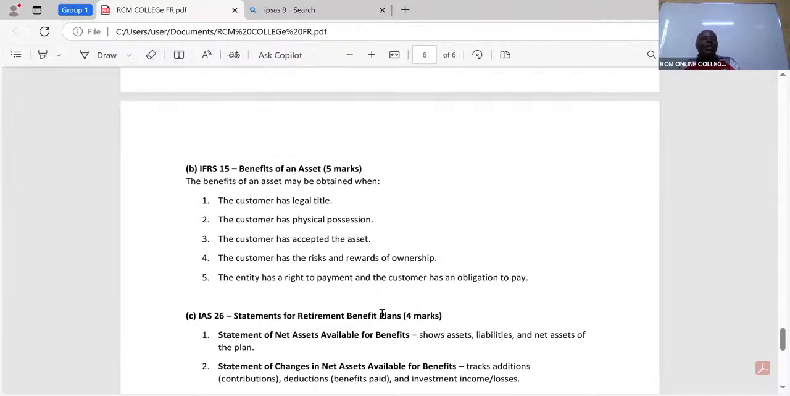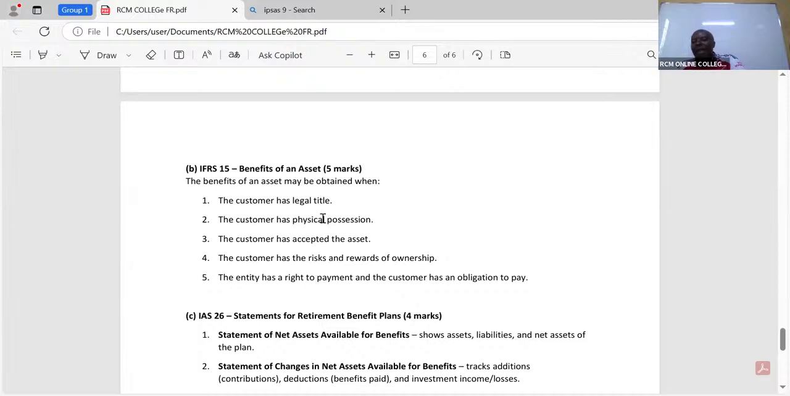Then we have another question here. There are only two types of questions that can come under IFRS 15, those 5 steps. And then we have these benefits of an asset. The benefit of an asset may be obtained when the customer has a legal title. The contract has to be there.